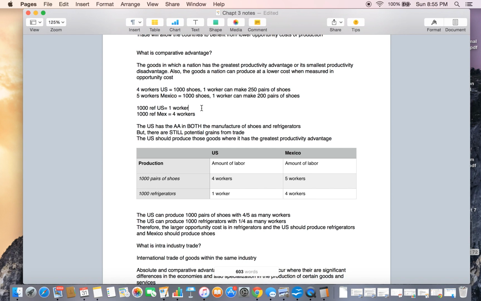Now, let's assume that in this hypothetical two-country world economy, we have the United States and Mexico, and the items we're looking at here are just going to be shoes and refrigerators. So one worker in the US can make 1,000 refrigerators. In Mexico, it takes 4 workers to make the same amount of refrigerators. So one worker can make 250 refrigerators.